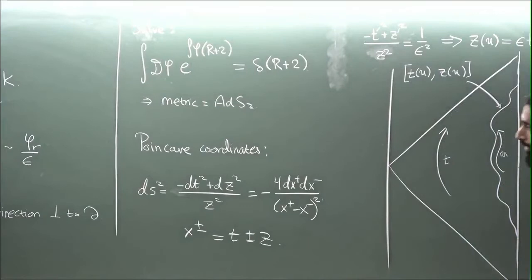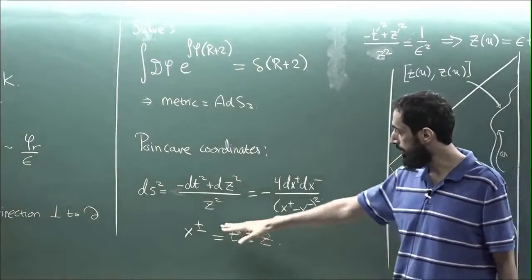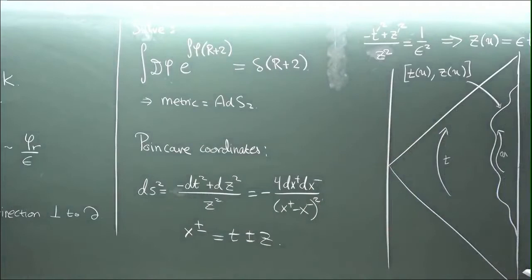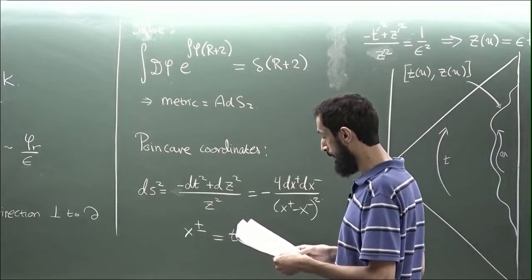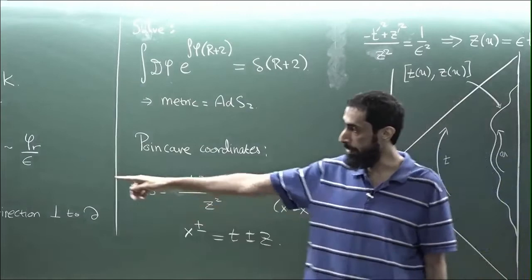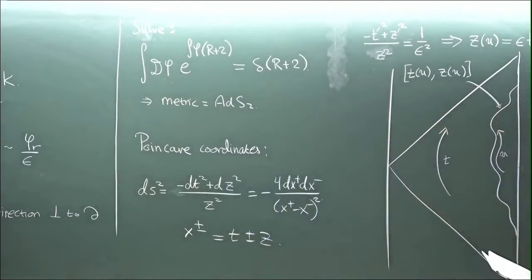It's simplest to work in Poincaré coordinates, so we write down the metric in this way, which we can also choose to work in light cone coordinates in terms of t plus and minus z, so you have this nice metric. Here we have some time coordinate t, but this t here is different from the proper time u. The relation between the boundary proper time u and the Poincaré time t depends on the possible shape of the boundary.